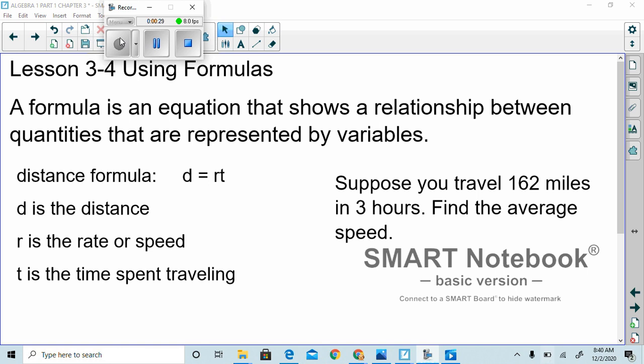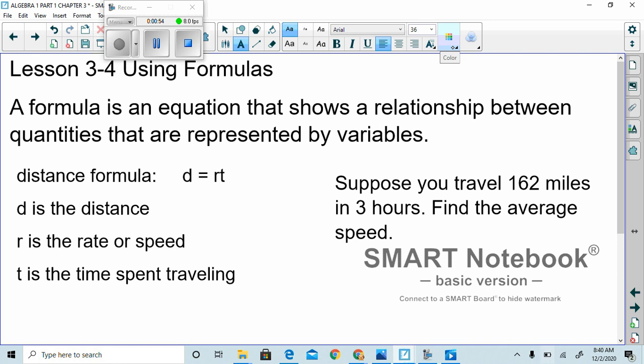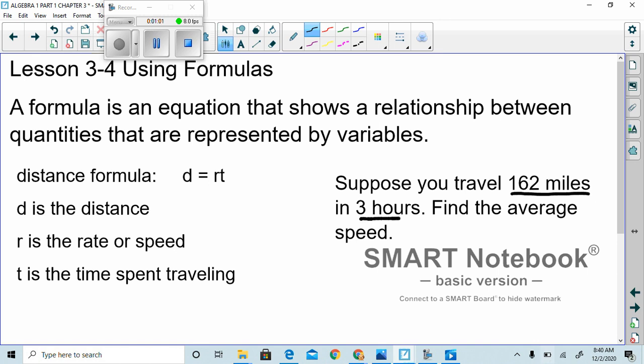So what does each variable represent? D is the distance, r is the rate or the speed, and t is the time spent traveling. Many times you're given a problem where you are asked to find the distance. So I would give you the rate and the time, and you just multiply the two together. But looking at this first problem, they're telling us that we know how far we're traveling. We know the distance. So if we know the distance, we are now going to be looking for our average speed. We know how far we're going, and we know how long we're traveling for.